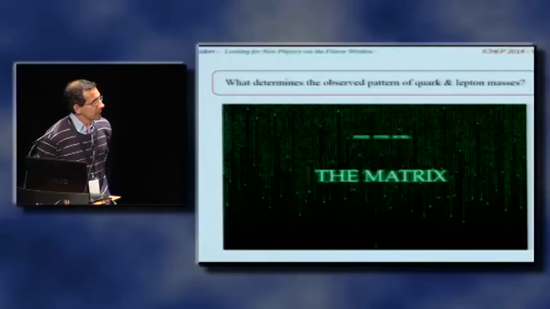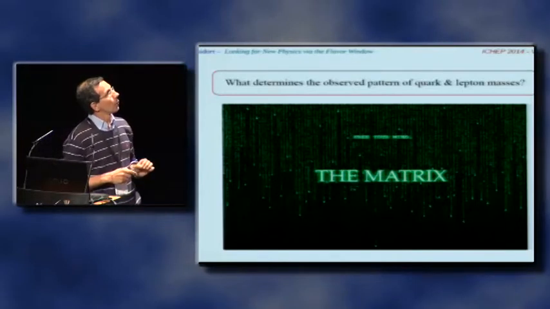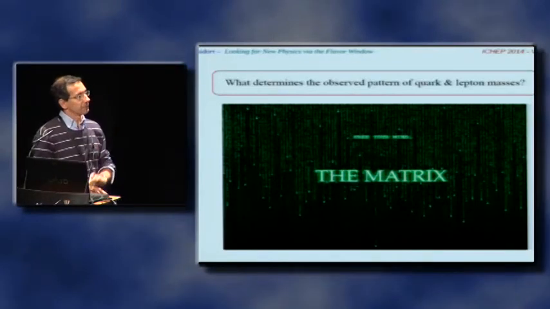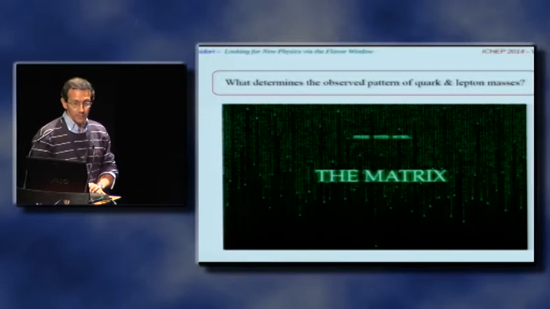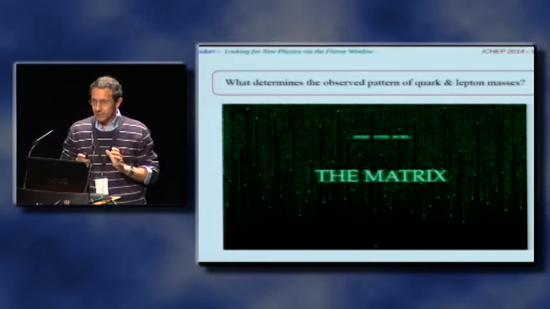So since my time is short, let me concentrate on the final part of my talk, which is coming back to the big question. That is, what determines the observed pattern of quark and lepton masses and mixing? So this is really the key question in flavor physics. It's a difficult question. It's a question that we have had since the beginning of flavor physics, and we have not a clear answer. So let me try to give you my view on that.